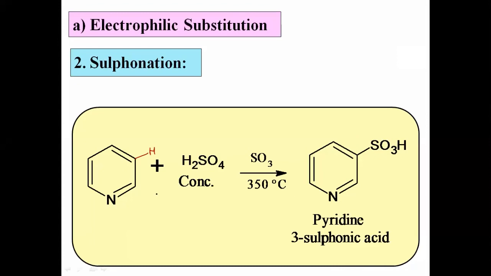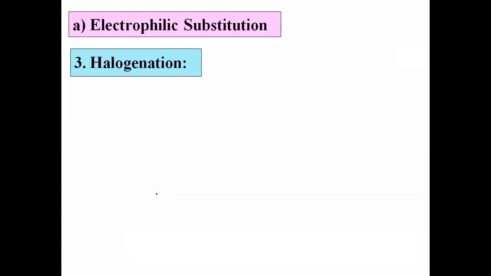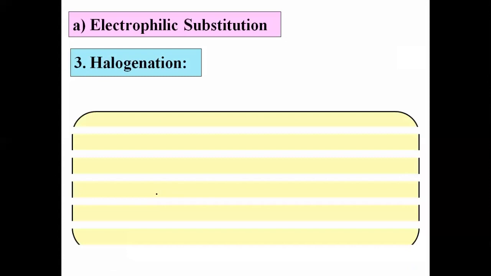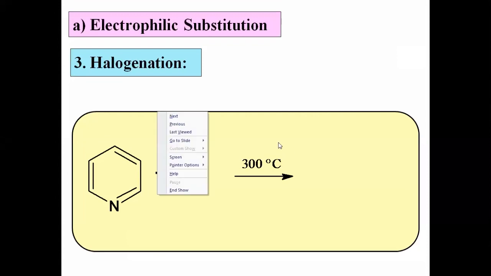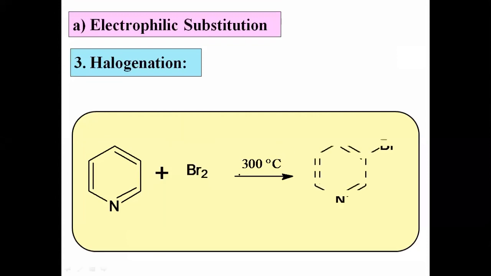Now let us see the next reaction, halogenation. Again an example of electrophilic substitution. Pyridine, when treated with bromine, and that reaction is carried out at a high temperature of 300 degrees Celsius, here also the hydrogen atom from position 3 is replaced by bromine, and we get 3-bromopyridine, and this is an example of a halogenation reaction. This is bromination of pyridine, and again an example of electrophilic substitution.